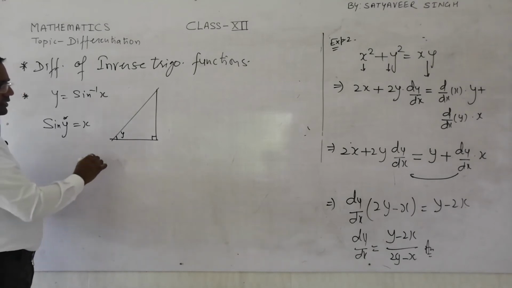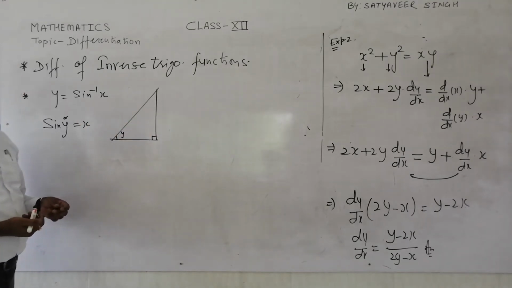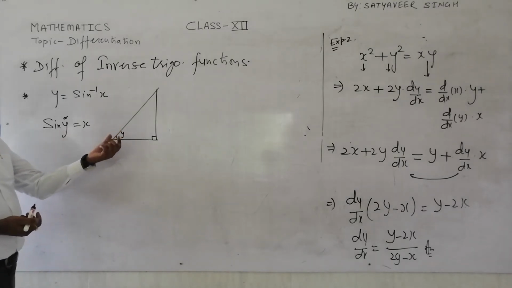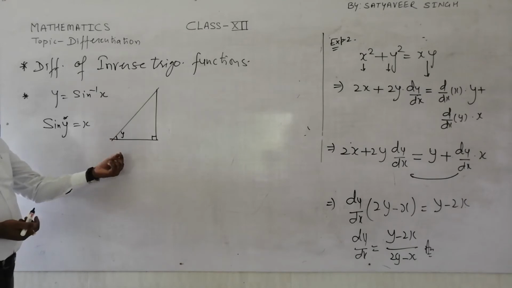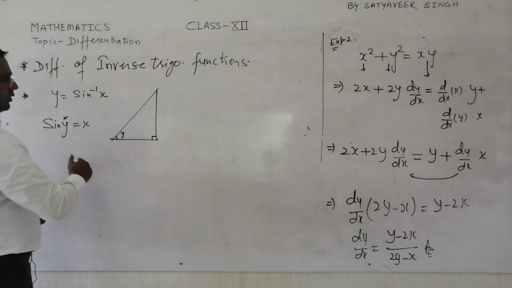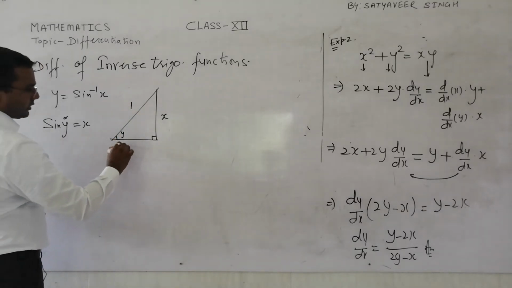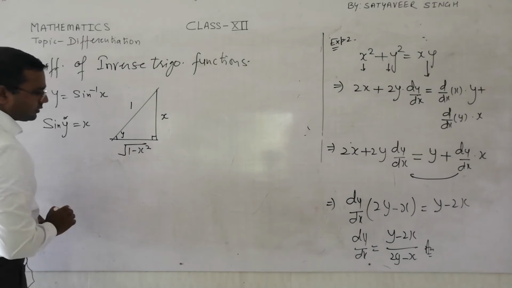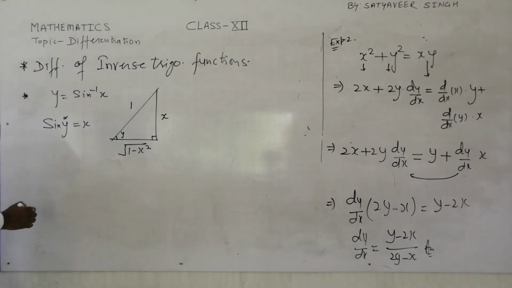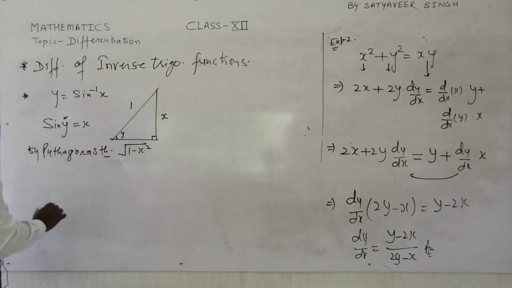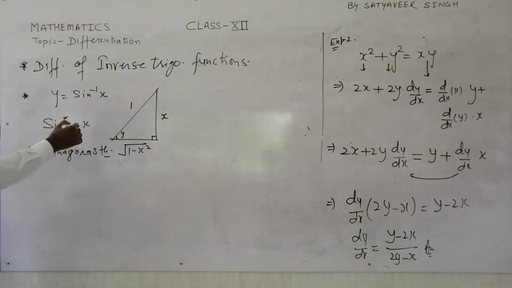We use this reference triangle for finding the remaining side of the triangle. From this trigonometric ratio, I know that sine y is equal to x. Sine of angle y is equal to x. It means this side is x and this is 1. So using the Pythagoras theorem, you can find it is root 1 minus x square. By Pythagoras theorem, we can find out any other ratio.